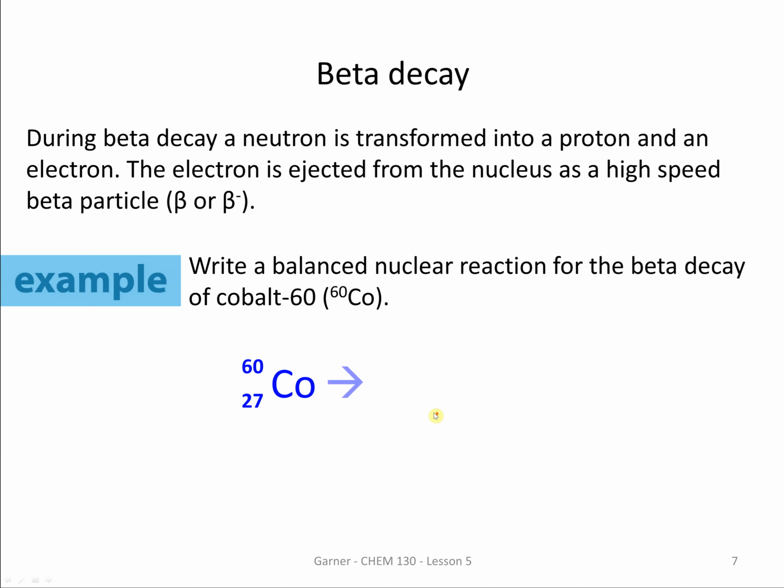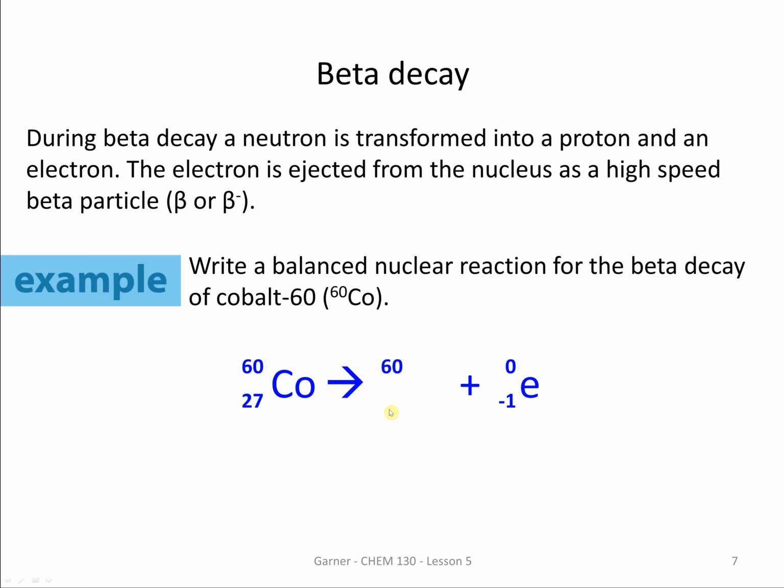We know that one of the products is going to be a beta particle. Again, we can write that in nuclear symbol notation using the symbol e for electron, a mass number of 0, and an atomic number of -1. All right, so just like we did before, we can figure out the mass number of our daughter nucleus based on the fact that the mass numbers need to add up to the same thing on both sides of the reaction equation. So whatever I have here plus 0 needs to add up to 60. So of course that's going to be 60.